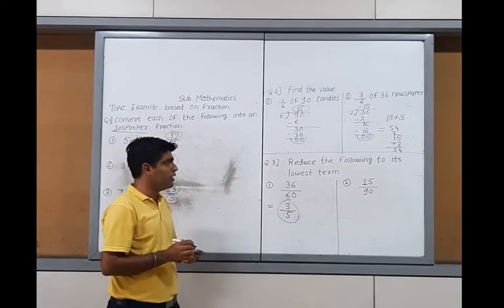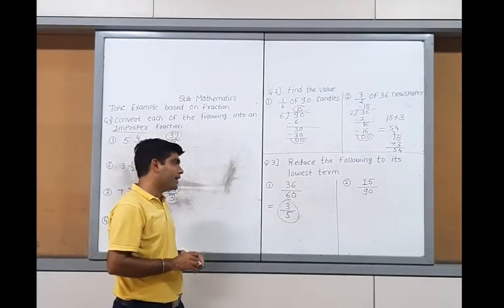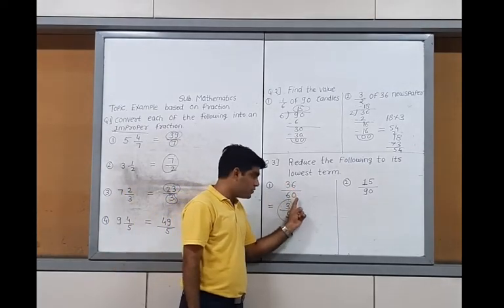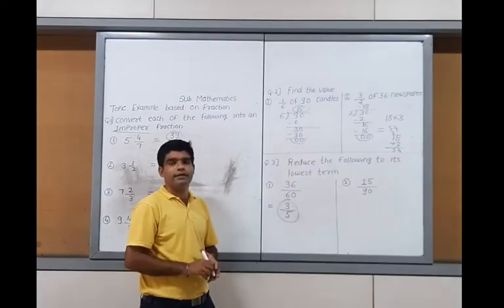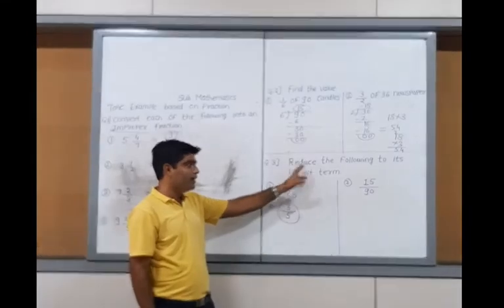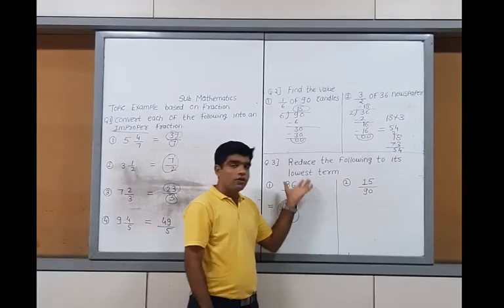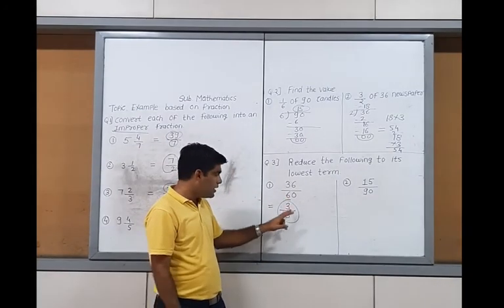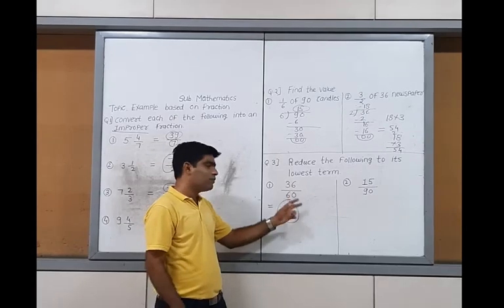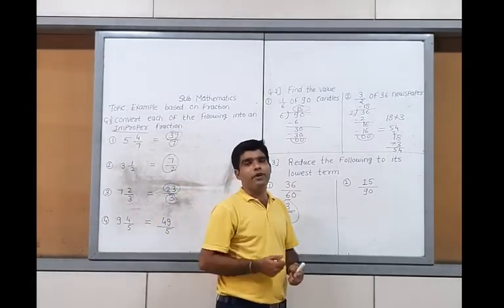Reduce the following to its lowest term: 36 upon 60. Your correct answer is 3 upon 5. Reduce 36 upon 60 to its lowest term and you get 3 upon 5, because 36 upon 60 is directly divisible by 12.